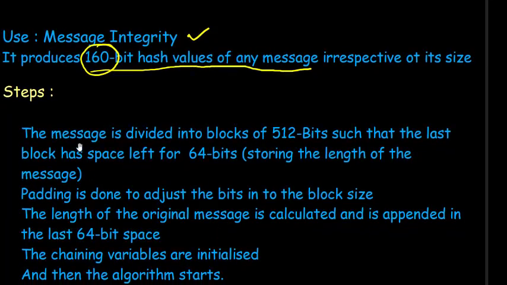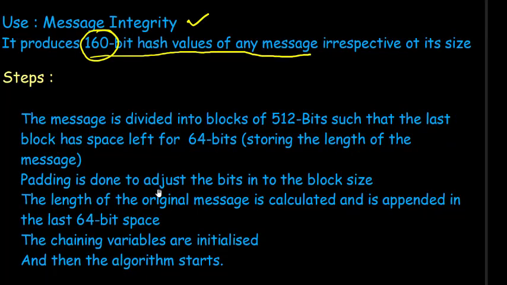Now what are the steps? The very first is the message is divided into blocks of 512 bits. So suppose we have a very large message, then that message is divided into blocks, and each block is of 512 bits. And in the last block, 64 bits are empty, they are left for some other purpose. In case the message doesn't reach that particular length, then padding is done.